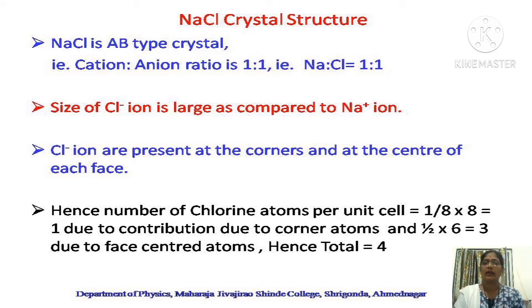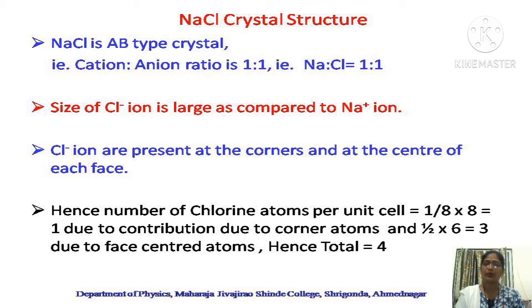So, NaCl is an AB type of crystal structure. Hence, we have concluded that NaCl is an AB type of crystal structure. It means that it consists of two types of ions, A and B. Na is the cation and chlorine is the anion. And the cation to anion ratio in the case of NaCl is 1:1, that is, the Na to Cl ratio is 1:1.